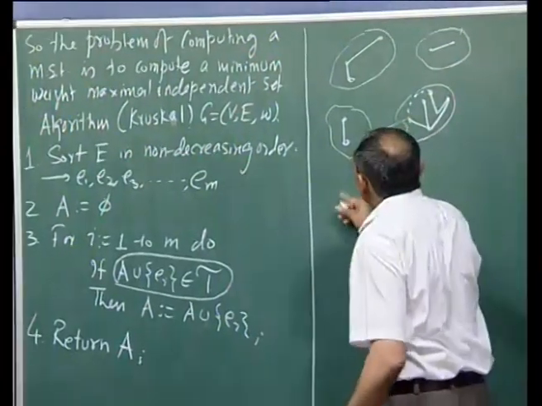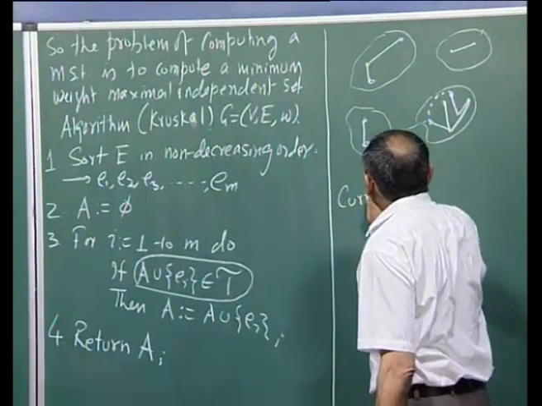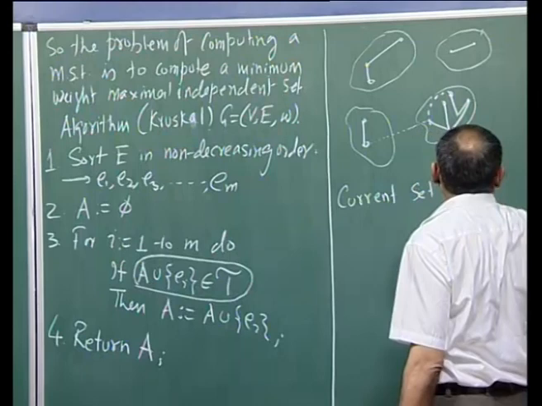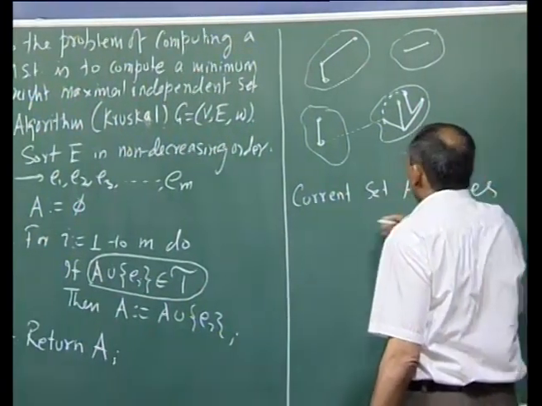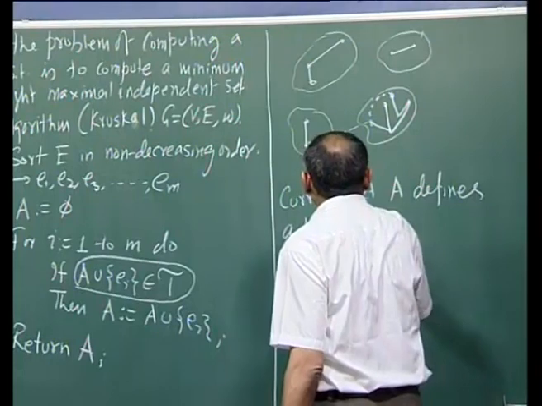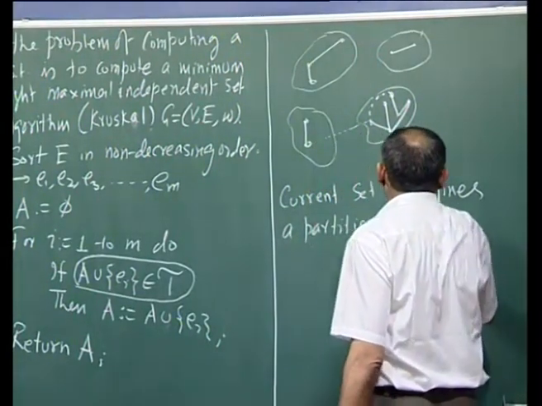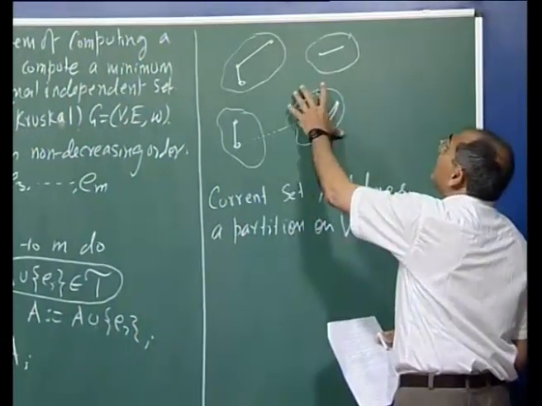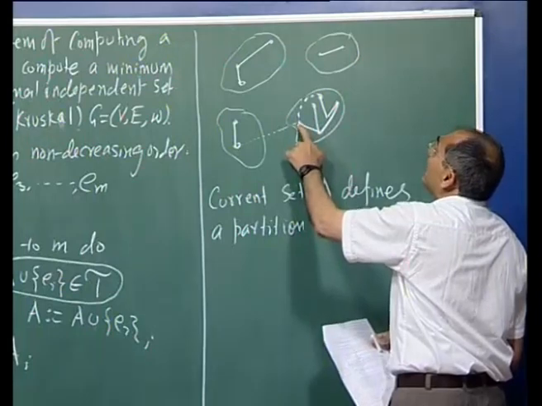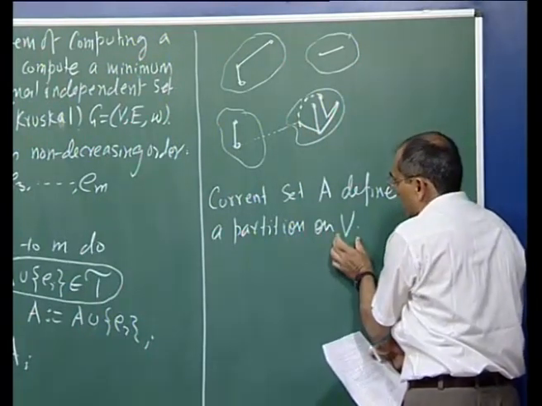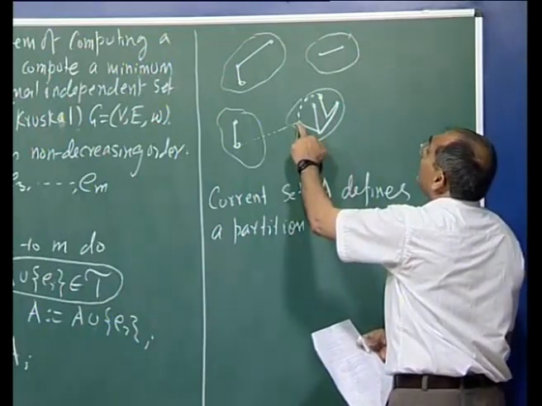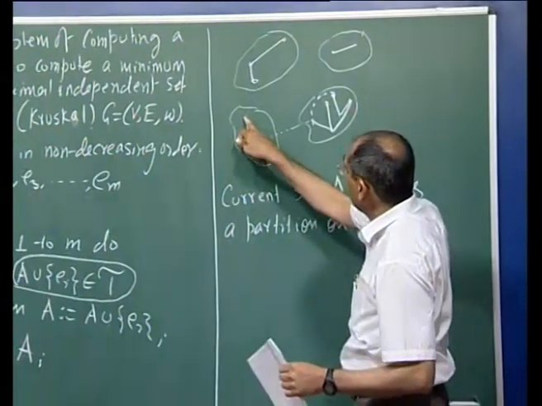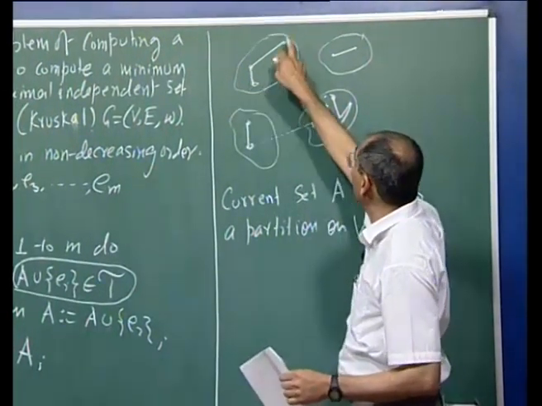So the current set A defines a partition on V, the vertex set. Each connected component is going to give me one subset, one set of the partition. These are the vertices in that set. The second one contains these two vertices, the third one contains these vertices, and so on.